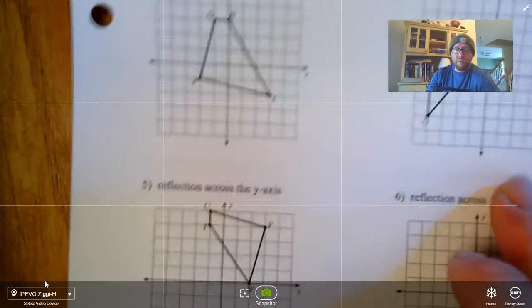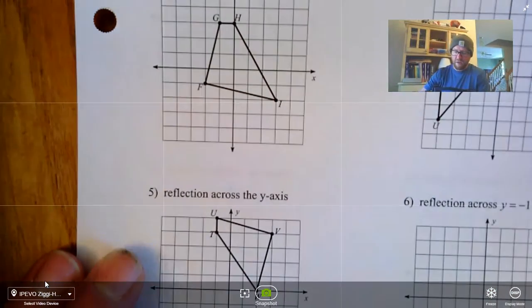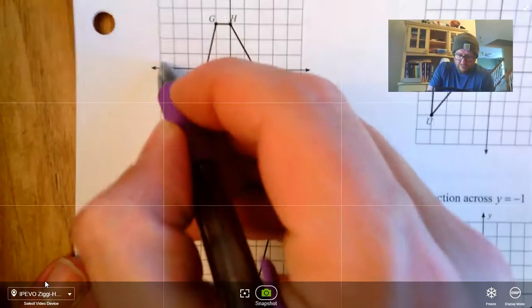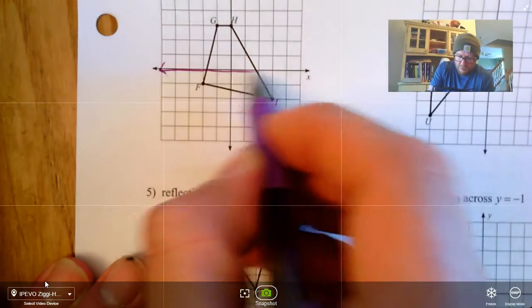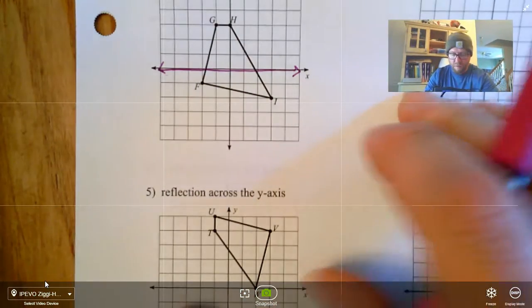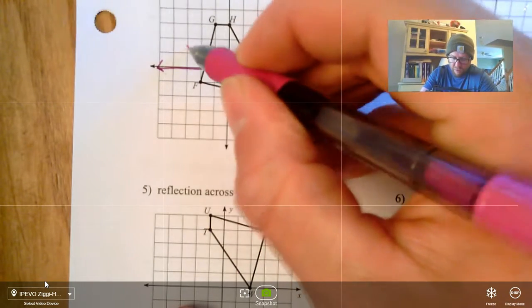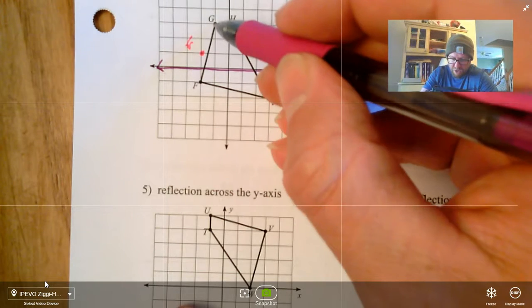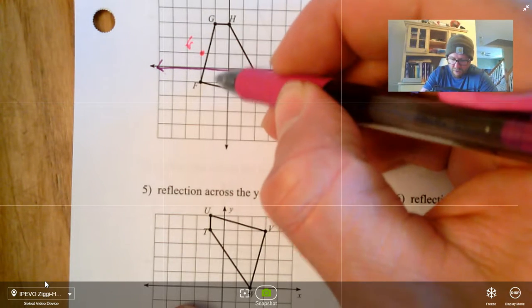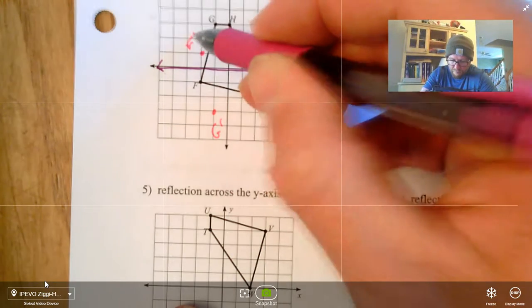Here we're reflecting across the x-axis. So let's see. I don't want to draw in my line of reflection. So let's see, f is 1 space away, so its reflection goes over here. G is 3 spaces away, so 3 on the other side for G prime.